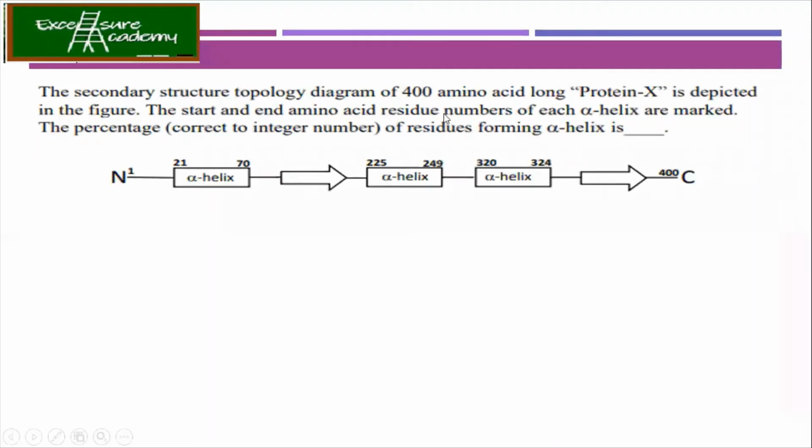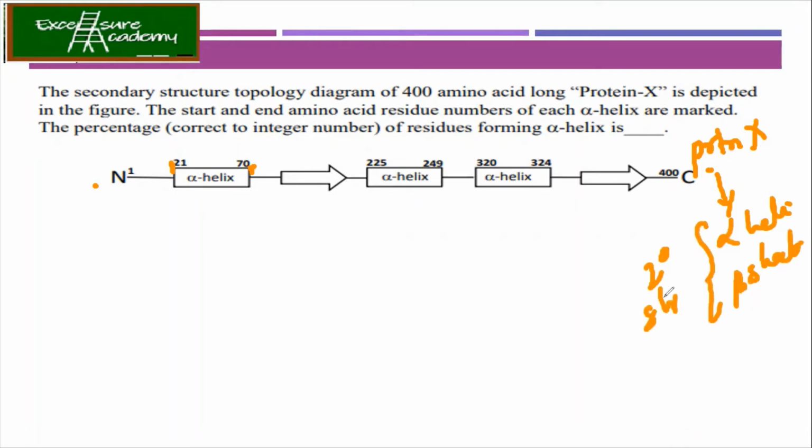Next. These are a few questions which Ranjan has shared with me, so I'm solving them here. The secondary structure topology diagram of a 400 amino acid long protein X. This is a protein from N terminal to C terminal, depicted in the figure. The start and end amino acid residue numbers of each alpha helix are marked. In proteins we have alpha helices and beta sheets as secondary structures. Now they ask the percentage of residues forming alpha helix.